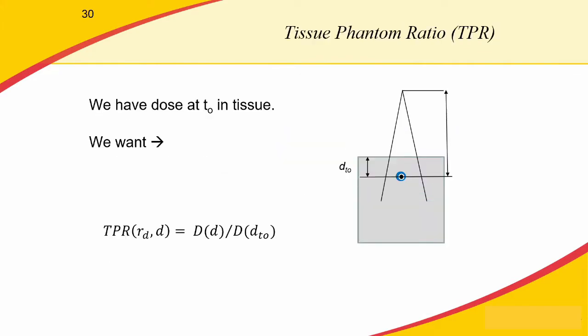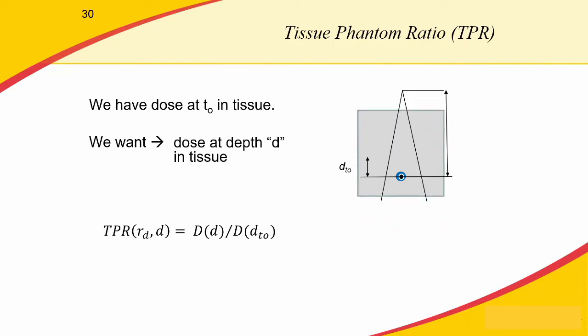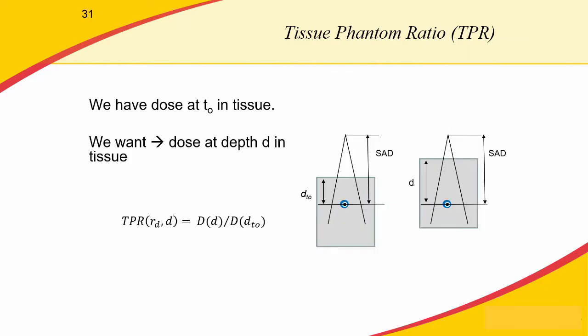Our next dose ratio is the tissue phantom ratio. Basically for this ratio, what we have is we've made a measurement of the dose at some depth T0 in the phantom. But what we want is dose at a different depth D in the phantom. So what do we do? We move the phantom, and then we make a dose measurement at this new depth. So the TPR is just the dose at depth D to the dose at our original depth T0 position.